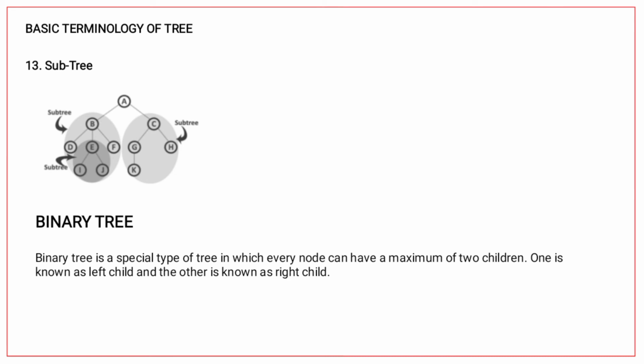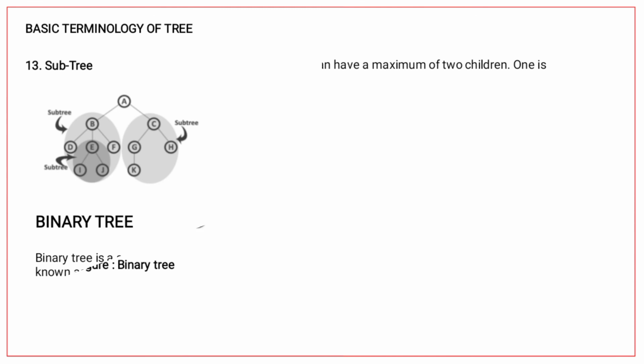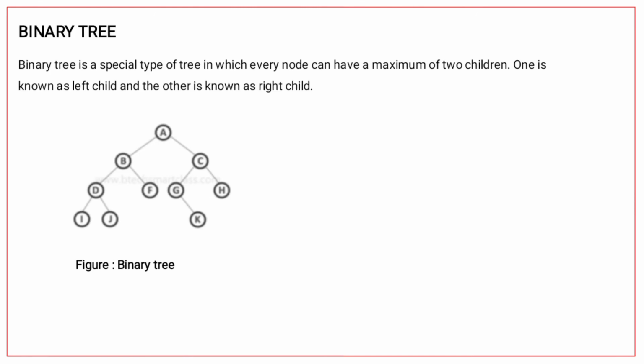Now the next topic is binary tree. A binary tree is a special type of tree in which every node can have a maximum of two children. One is known as the left child and the other is known as the right child. In a binary tree, every node can have either 0 children, 1 child, or 2 children, but not more than 2 children. See the figure, which shows a binary tree.